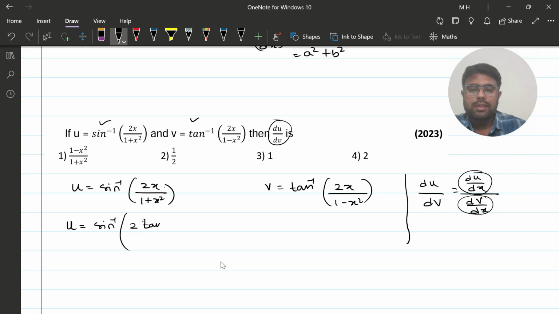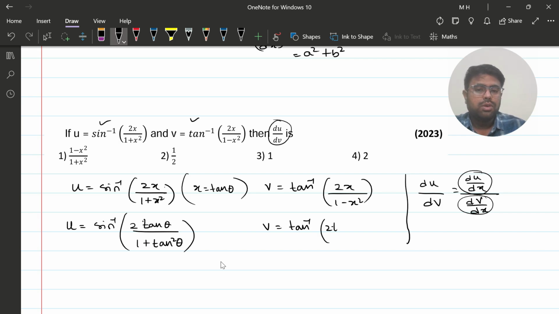So I'm going to get tan theta divided by 1 plus tan square theta. In both the cases I'm going to put x equal to tan theta. So v is also equal to tan inverse of 2 tan theta divided by 1 minus tan square theta.